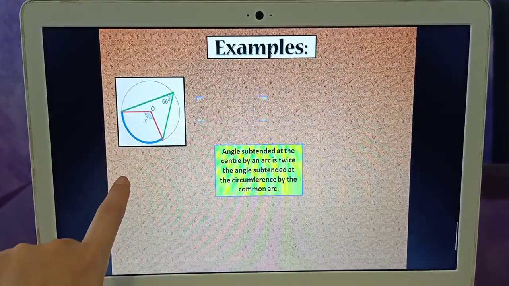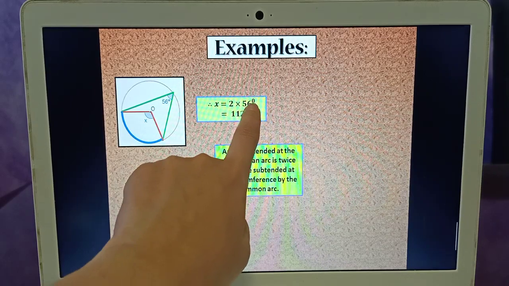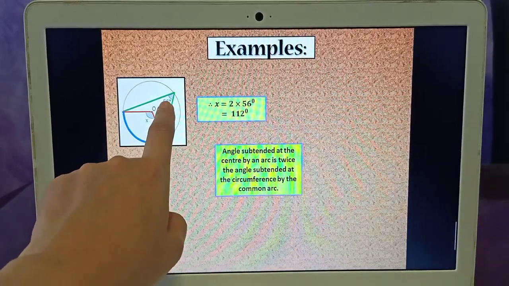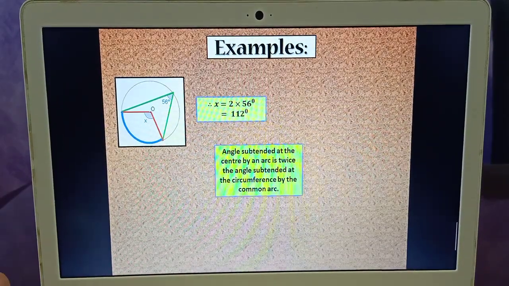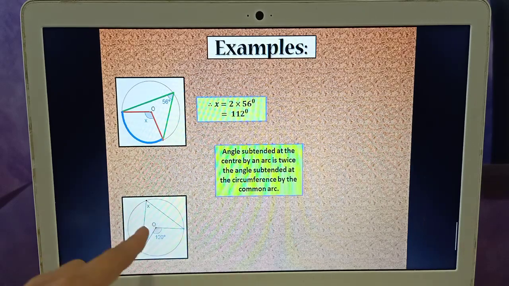So x is equal to 2 times 56 degrees. Because this one is double this one, right? So you just times 2. So the answer will be 112 degrees. Okay? How about this one?